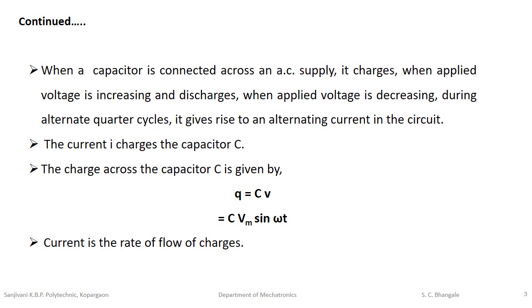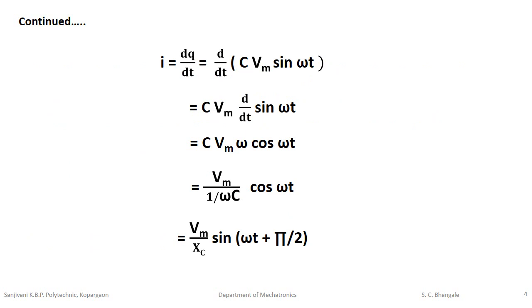Current is the rate of flow of charges, so we can write the equation as I equals dq by dt. If we put the value of q from the previous equation, we can rewrite it as I equals d by dt of C into Vm sin omega t. Simplifying, C into Vm d by dt of sin omega t. We take the derivative of sin omega t, and we can write I equals C into Vm omega cos omega t.